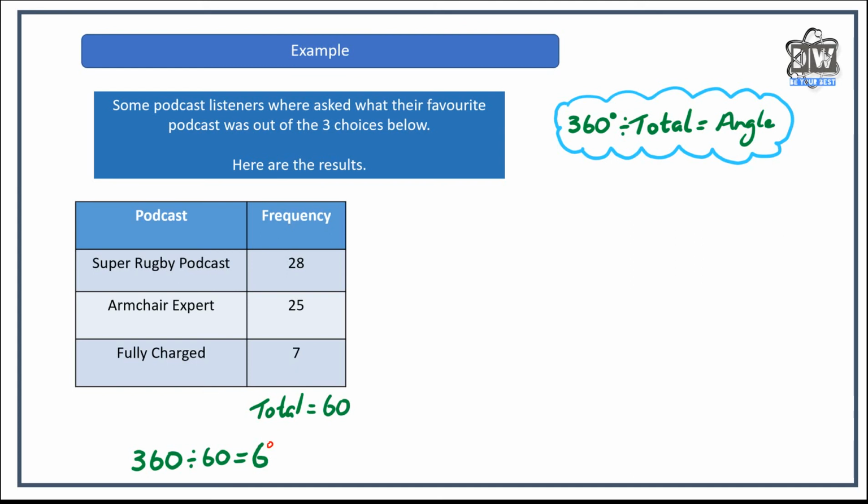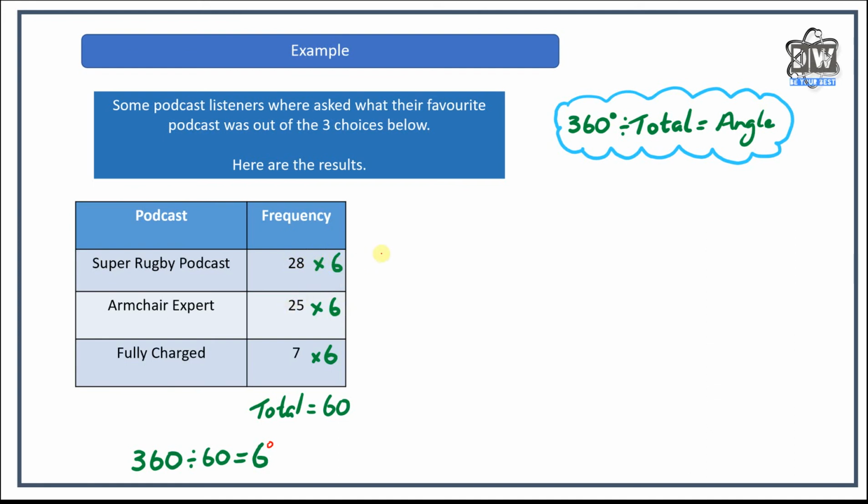And what that means is that for every person that chose any of these podcasts, they would be given 6 degrees on the pie chart. So how many people have we got choosing the Super Rugby Podcast? We've got 28. So what we would do is 28 times 6. We go 25 times 6, and we'll go 7 times 6. We're going to do that now, and we can see there 28 times 6.